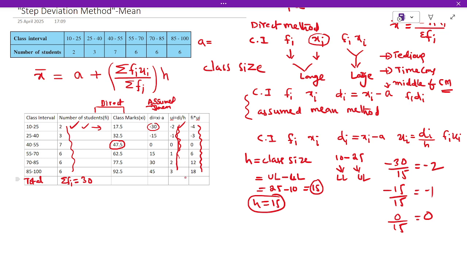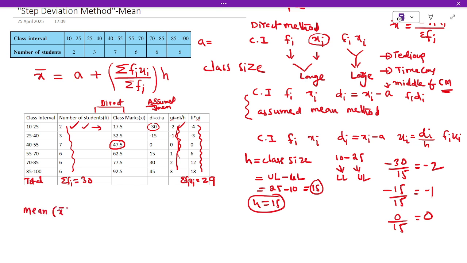So the sum of fi ui, how much is it? If you take the sum of these numbers, the number will be 29. Okay, so now we are done with the table. Now we are moving to the final conclusion to find the mean.